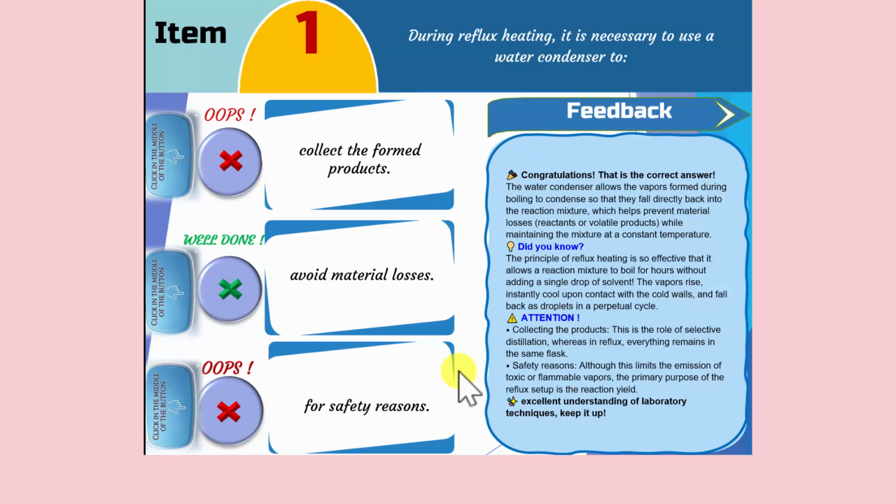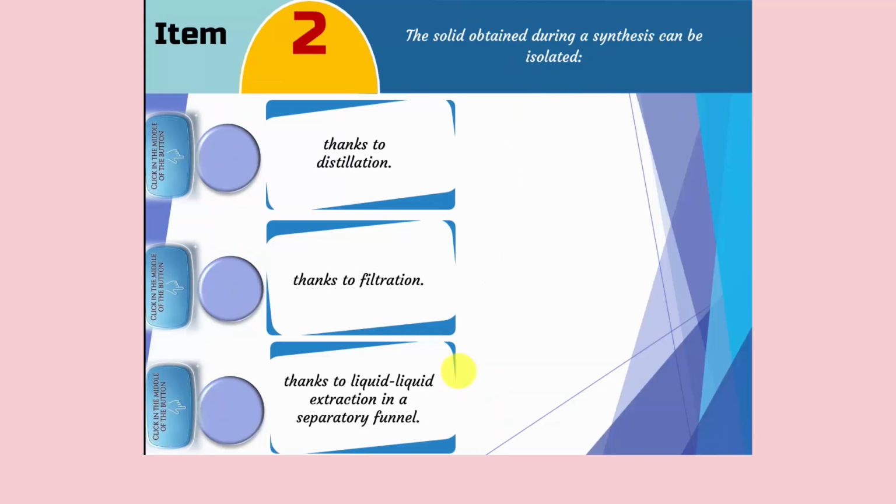And although the condenser improves safety by limiting vapor emissions, its primary purpose here is to preserve material and support the reaction yield. Excellent understanding of this laboratory technique.